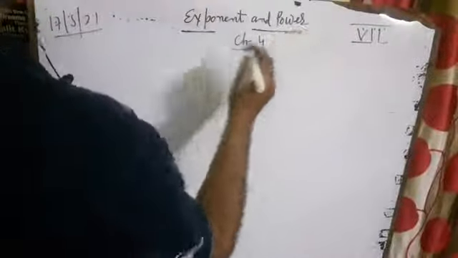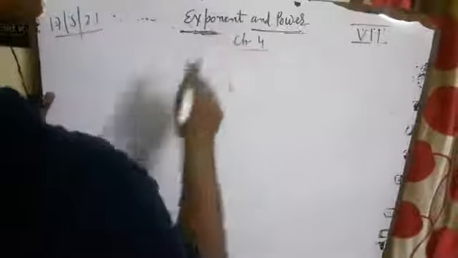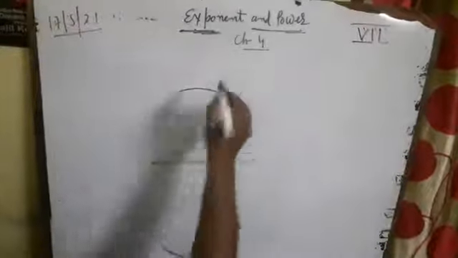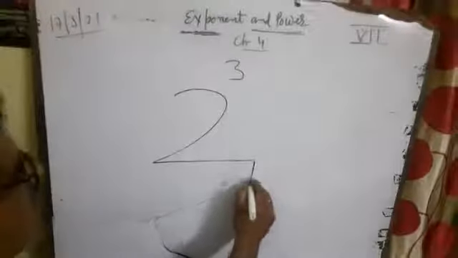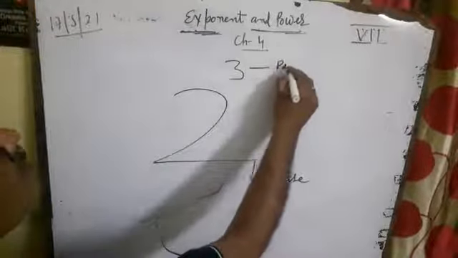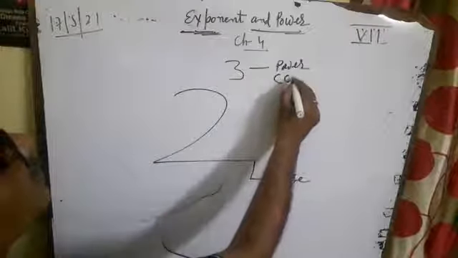Now one of the very important chapters, exponent and power, lesson number 4. In this class there are some functions of the exponent. See, this is a 2, here is 3. This is the base. This is the power or exponent.